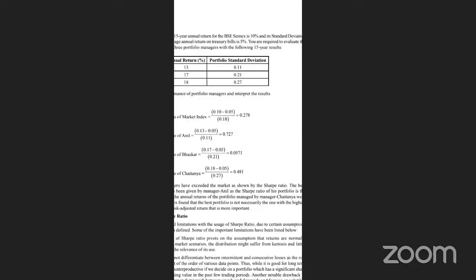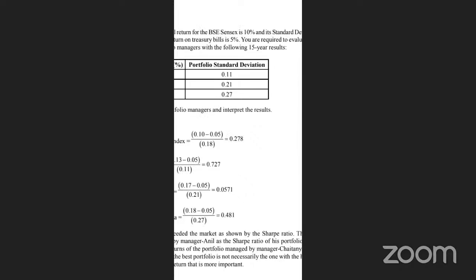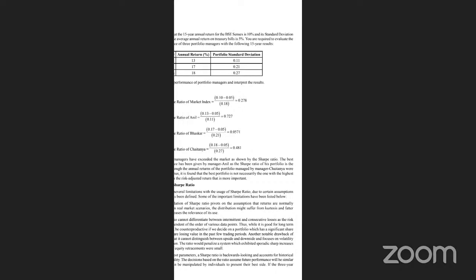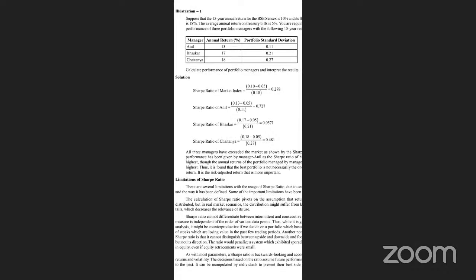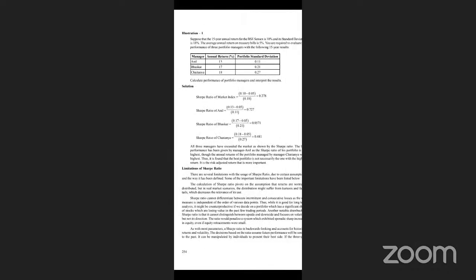Okay, so this is RP and RF. RF is your risk-free rate of return, that is, no risk, 0% risk. Those are nothing but government securities, called treasury bills. They have given 5%, that is why we have taken 0.05. This is the Sharpe ratio of Anil: 0.13 minus 0.05 divided by risk on portfolio, that is 0.11. If you calculate for Anil, Bhaskar and Chaitanya, we get 0.72 for Anil, 0.05 for Bhaskar and 0.4 for Chaitanya.